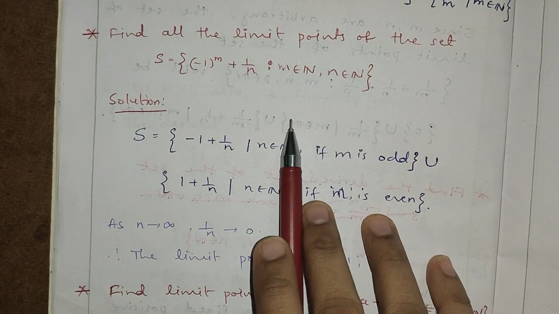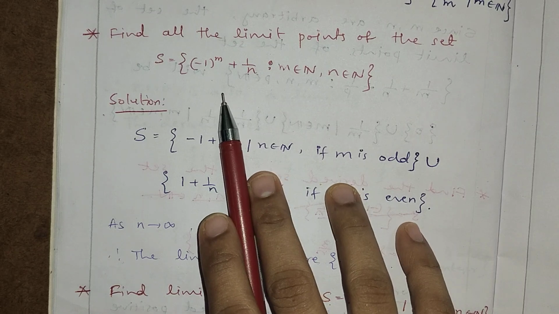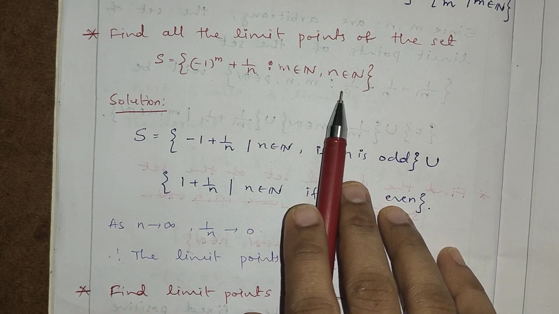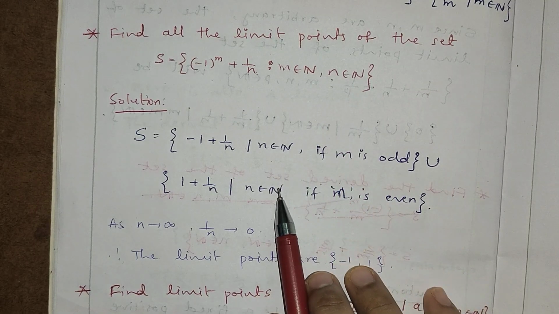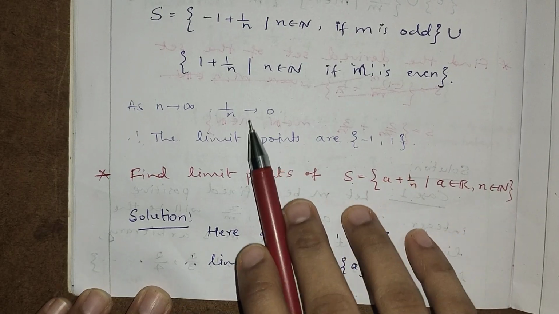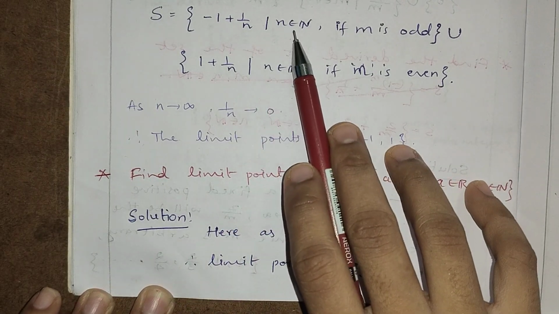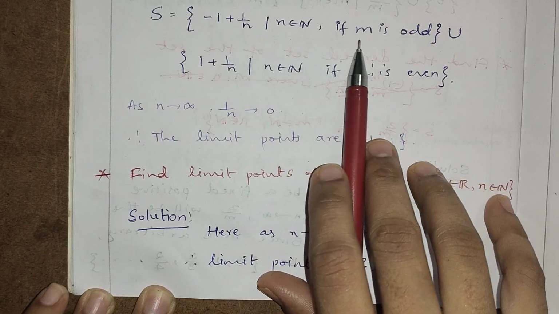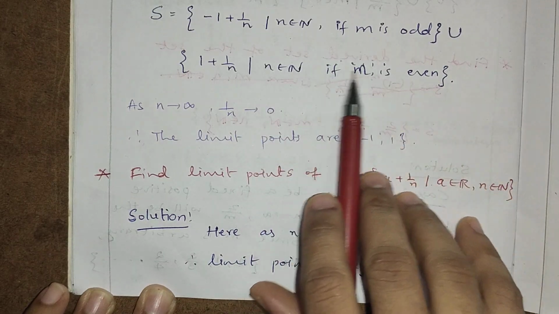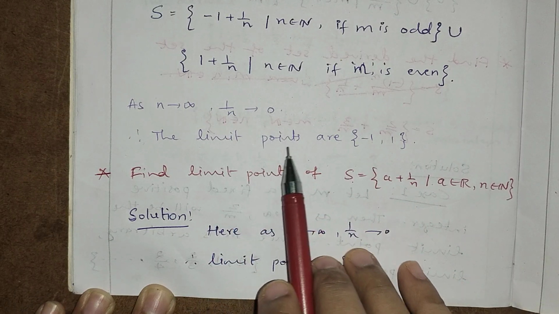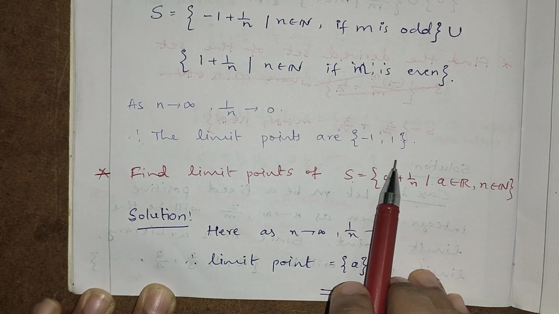Next, find all the limit points of the set S equal to (-1)^m + 1/n such that m belongs to N, n belongs to N. Here, as n tends to infinity, we can divide S as a union of two sets: the set of all -1 + 1/n if m is odd, and if m is even, then the set of all 1 + 1/n. As n tends to infinity, the limit points will be -1 and 1.